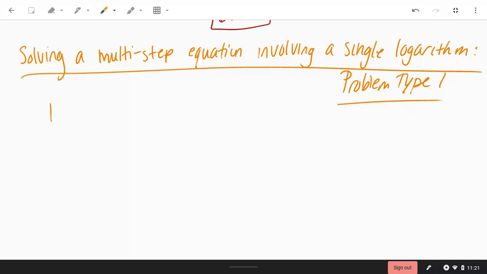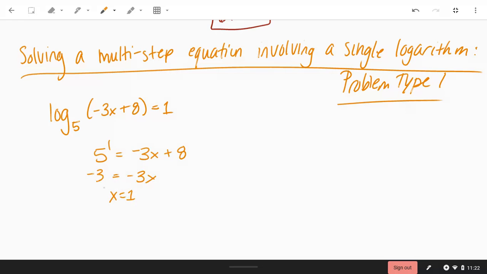Okay, it's just a little bit more complicated than the one that we just did. Log base 5 of negative 3x plus 8 equals 1. Okay, so loop and swoop, 5 to the first power is negative 3x plus 8. And that's some 7th grade math there for you. That shouldn't be too hard, okay? So just don't make any silly little mistakes. 5 to the first power is 5. Subtract 8 from both sides, so negative 3 is negative 3x, so x is 1.